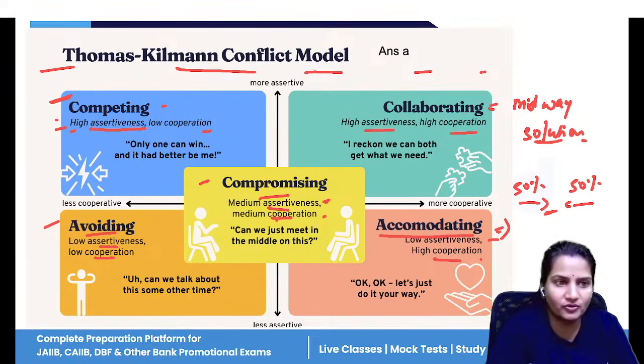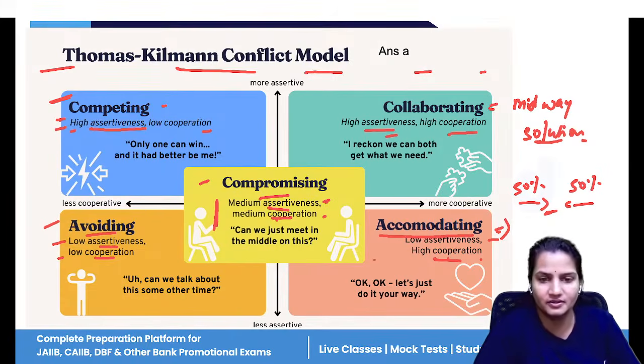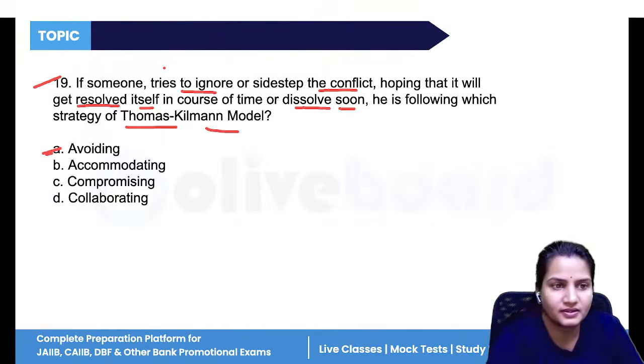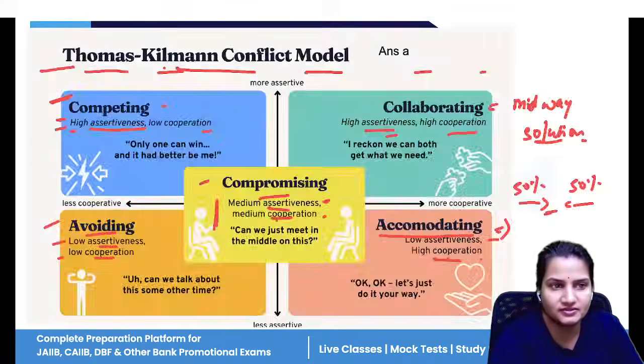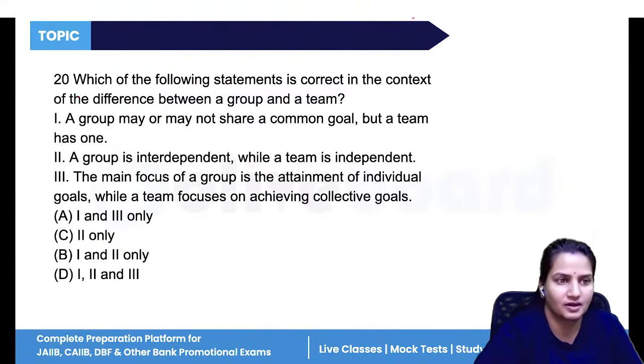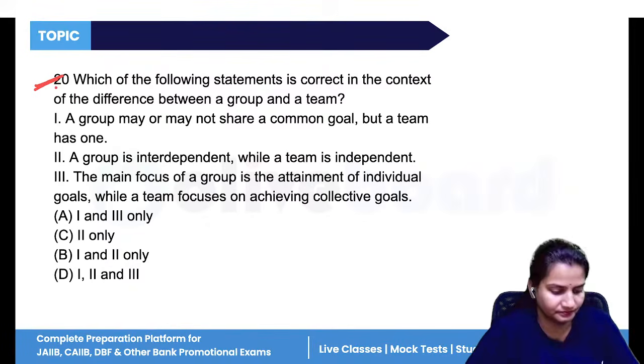So these are the points you have to remember: competing, high assertiveness, low cooperation; avoiding, low assertiveness, low cooperation; compromising, medium; collaborating, high assertiveness, high cooperation; and accommodating, low assertiveness, high cooperation. Given by Thomas Kilmann. So with this, option A is the answer. Now, next, question number 20.